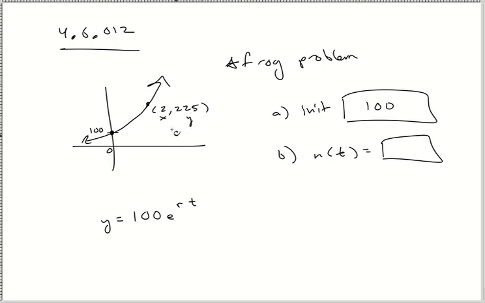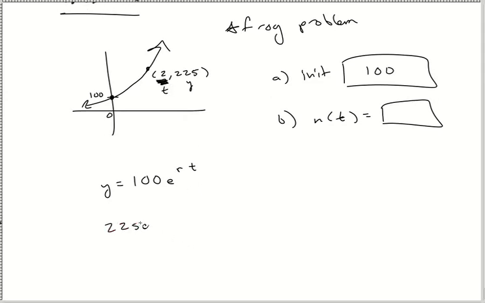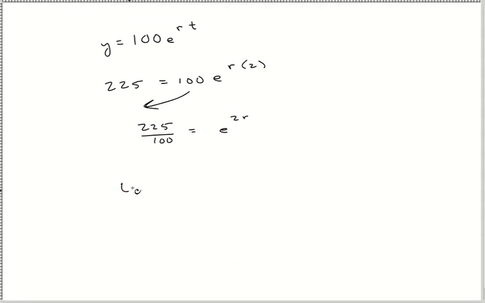And remember, that's an x and a y. I guess you can say that's a t and a y. And so plugging it in, we got 225 is equal to 100 e to my rate, times the time, which is 2. So I'm going to divide by the 100. And I got e to the 2r there. In order to get rid of my e, I'm going to ln both sides. Even if I didn't have an e and I had some other number, I would still be lnning both sides. But regardless, here it's easy because it cancels.